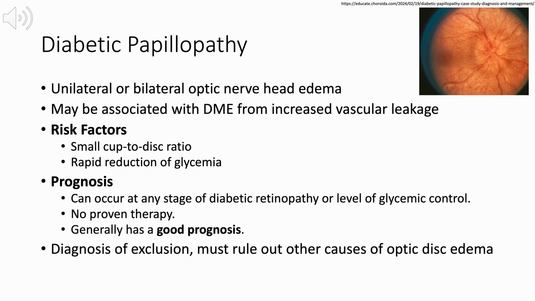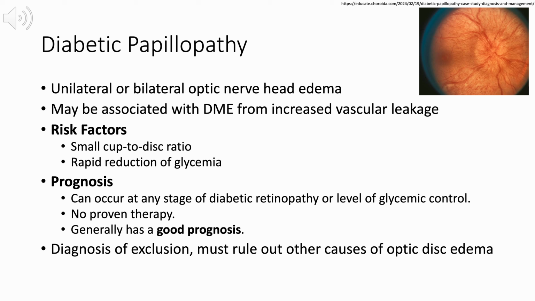Regarding prognosis, diabetic papillopathy can occur at any stage of diabetic retinopathy and at any level of glycemic control, so it does not require advanced retinopathy to develop, and its presence does not imply severe disease elsewhere. There is no proven therapy for it. Nonetheless, it generally carries a good prognosis, which distinguishes it sharply from nearly every other complication we have covered today.